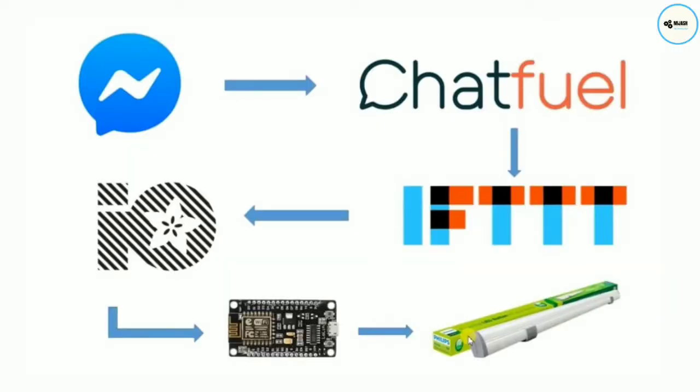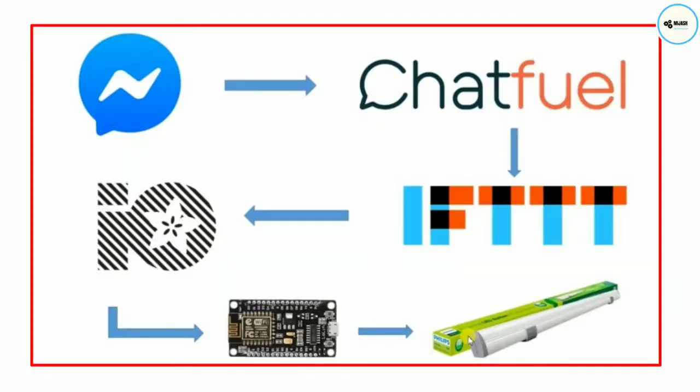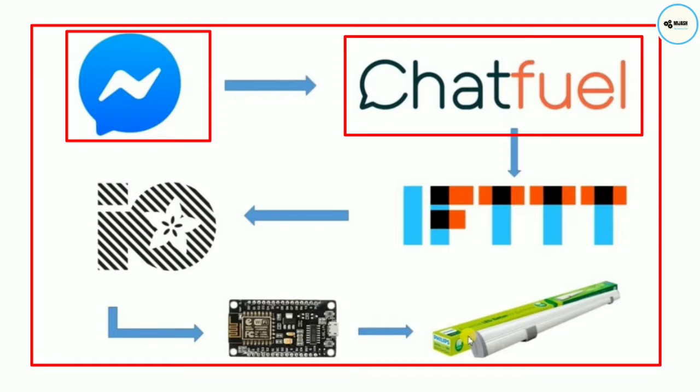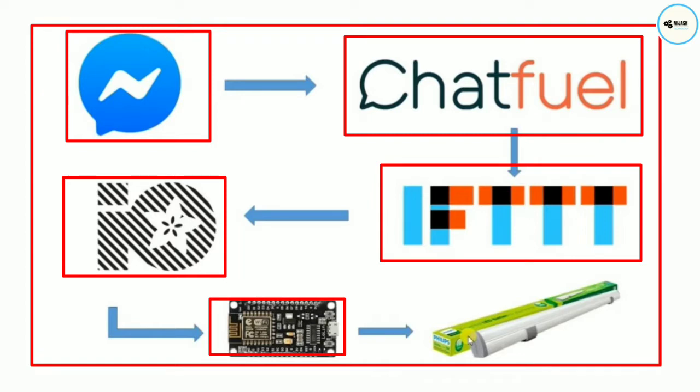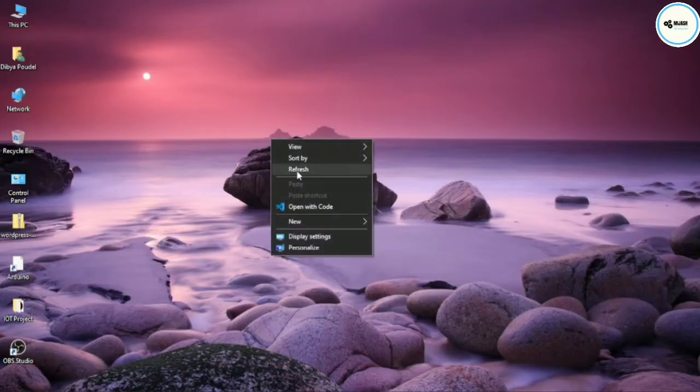Let's start. So here, this is a chart. When we send a message on Messenger, Messenger sends it to Chatfuel, and Chatfuel sends data to IFTTT. IFTTT controls the Adafruit dashboard, and the dashboard will control the NodeMCU, and the NodeMCU controls the home appliances. Now follow my video.